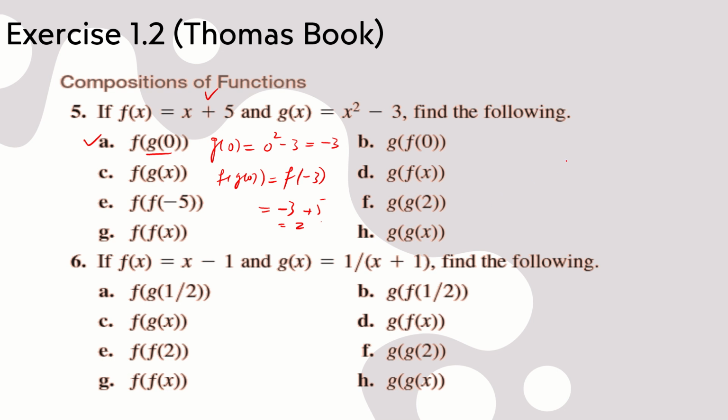Similarly, g of f of 0 can be found in a similar way. We know f of 0 in this case will be 0 plus 5, that is equal to 5, and then g of f of 0 means g of 5. Now putting x equal to 5 in the second function, that is 5 square minus 3. It's 25 minus 3, which is 22. So g of f of 0 is 22. You may pause the video and practice some of the questions from both 5 and 6. It's a very simple question, so you can do that.